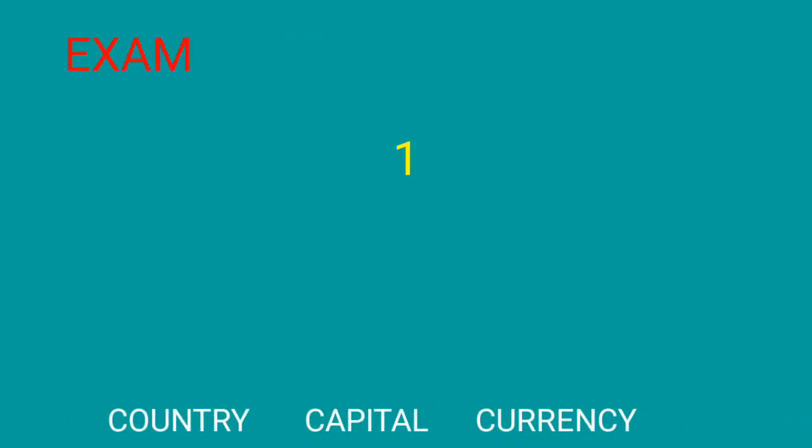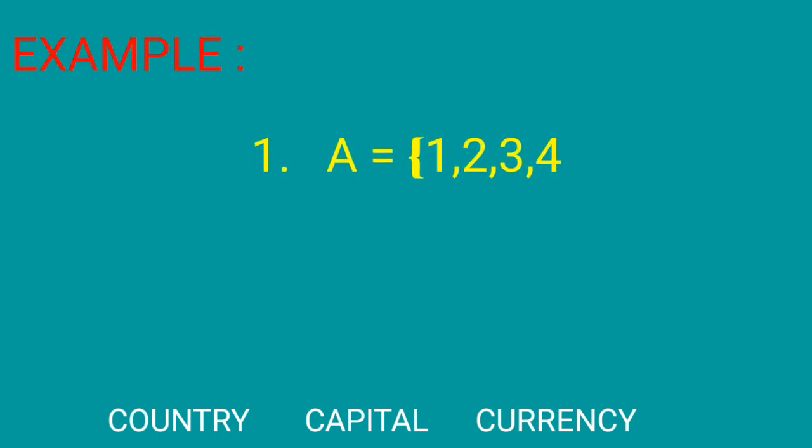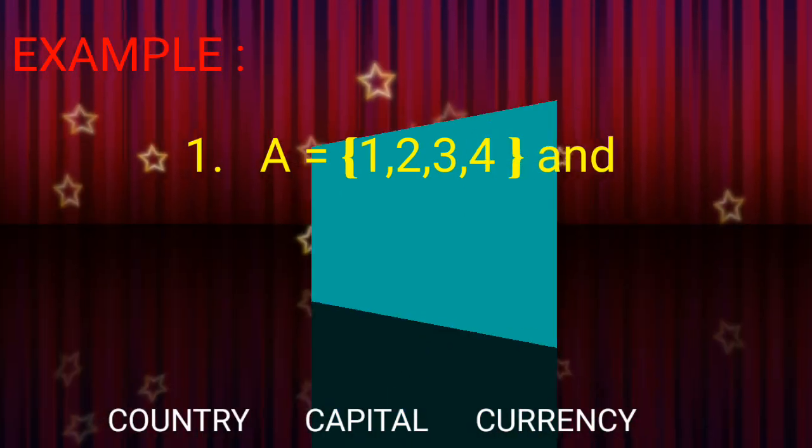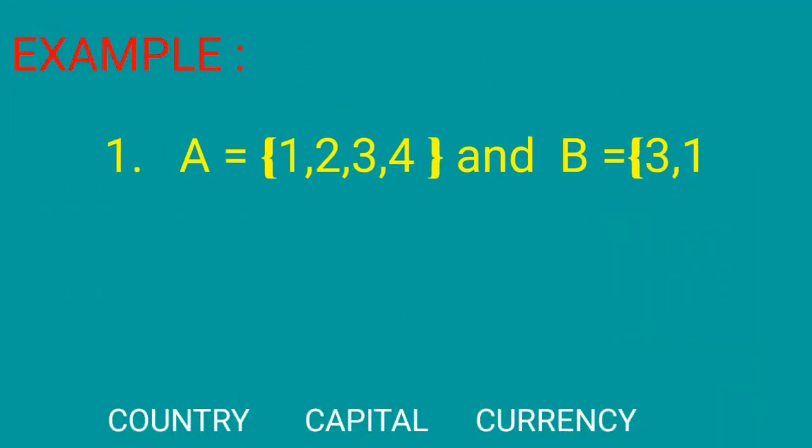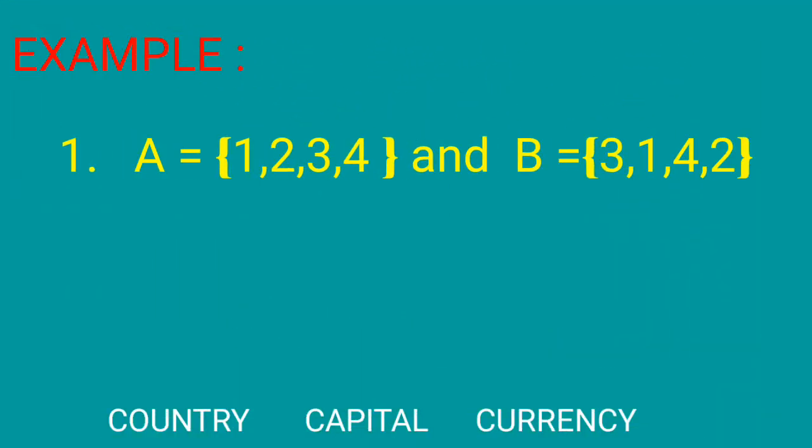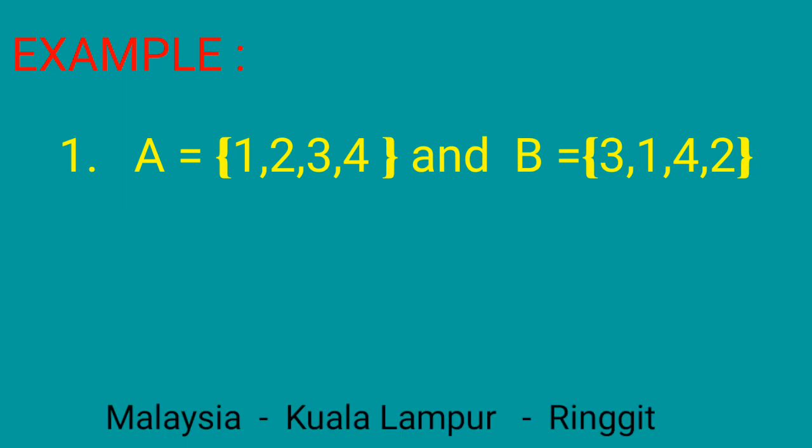For example, let us consider a set A which is equal to 1, 2, 3, 4, and another set B which is equal to 3, 1, 4, 2. As you see, all the elements of A are present in B and all the elements of B are present in A. So A equals B. The position of the elements does not matter.